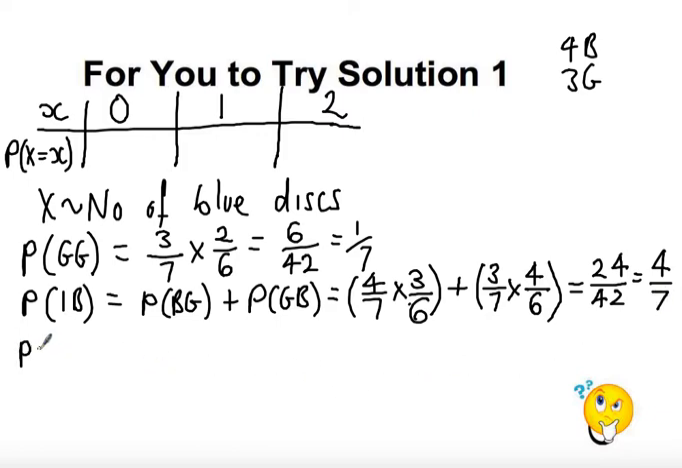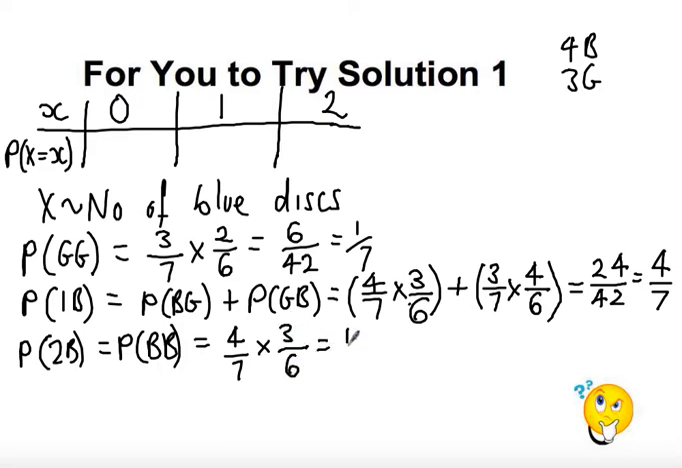Okay, and finally, 2 blues. So 2 blues is just the probability of a blue and a blue. The probability of getting the first blue is 4 over 7, multiplied by the probability of getting a second blue, which is 3 blues left out of a total of 6. So we get 12 out of 42, which is 2/7. So the probability distribution that you should have got was 1/7 for 0 blues, 4/7 for 1 blue, and 2/7 for 2 blues.